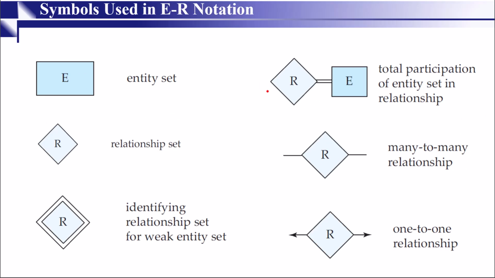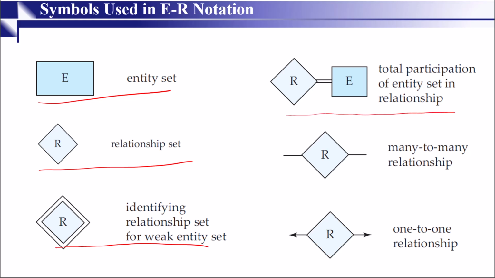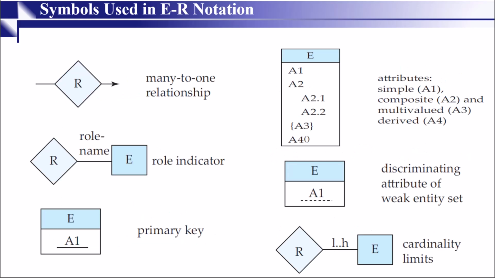These symbols standardize ER diagrams. So rectangles are used for entities, diamonds are used for relationship sets. These double diamonds identify relationships for weak entity sets. Then a diamond attached to E with a double line is total participation. And these undirected lines to a diamond are for many-to-many relationships. This directed line is a one-to-one relationship. This is for many-to-one.